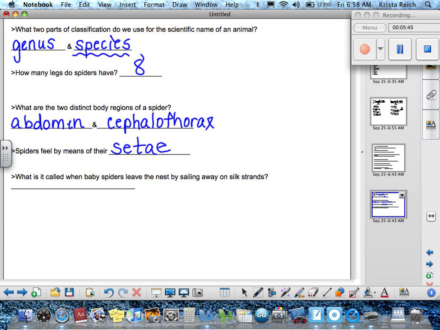Doesn't look the way that it sounds, but anyway, it's pronounced seta. And what is it called when baby spiders leave the nest by sailing away on silk strands? I have this image of these spiders just casting away, and that is called ballooning.